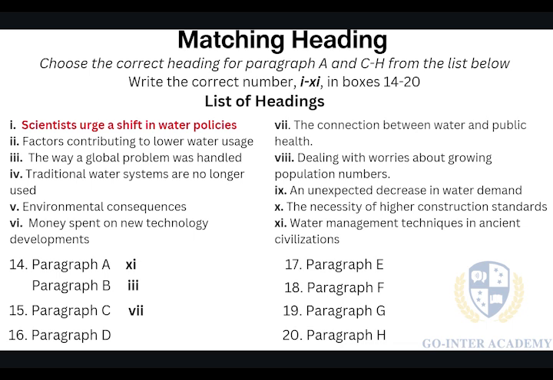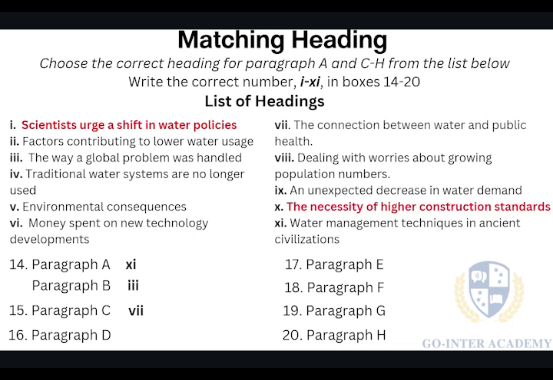Heading 1. Scientists urge a shift in water policies. This paragraph talked about water policies, but it didn't mention anything about scientists or any changes. So, heading 1 is not really the correct heading for paragraph D.